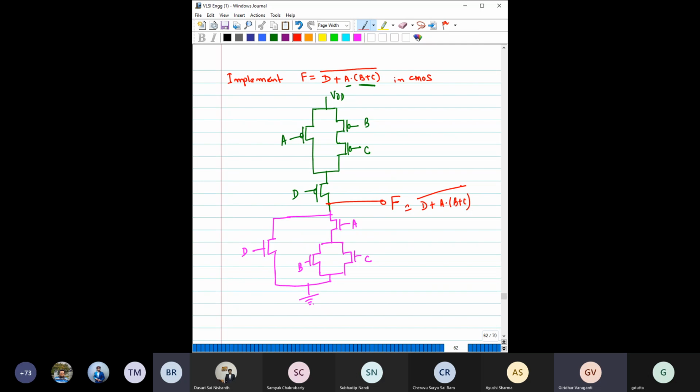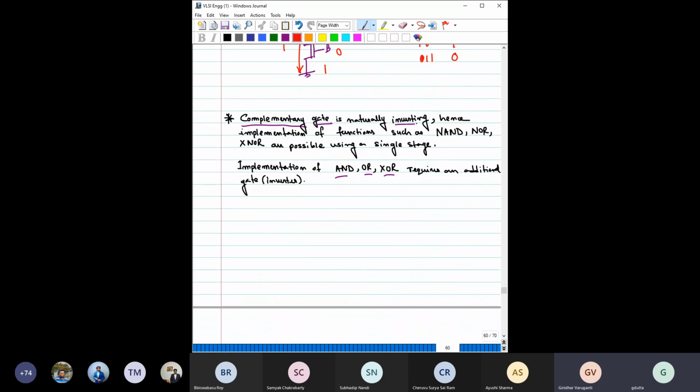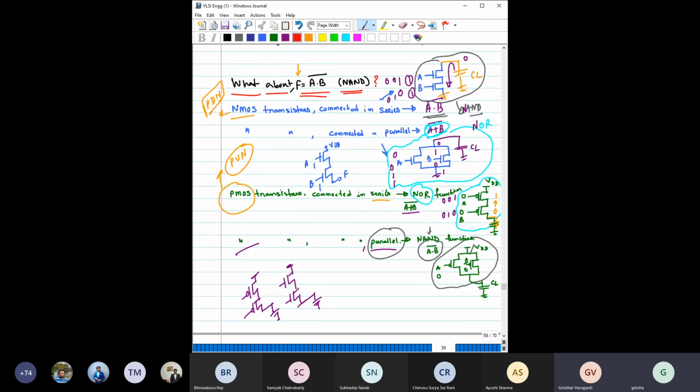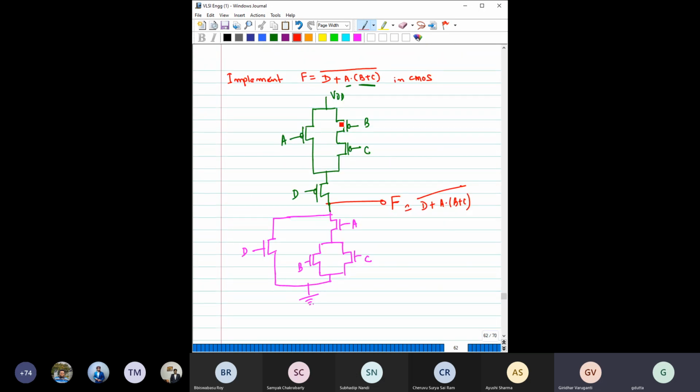Sir, this series PMOS actually gives us B plus C bar. How can I use it for B plus C? Series PMOS gives us the NOR function. Where is it? Series PMOS. It is this one, right? If you have this A, B here, we are getting A plus B bar. So are we not doing the same thing here? It is B plus C in series. So will it not get this operation?